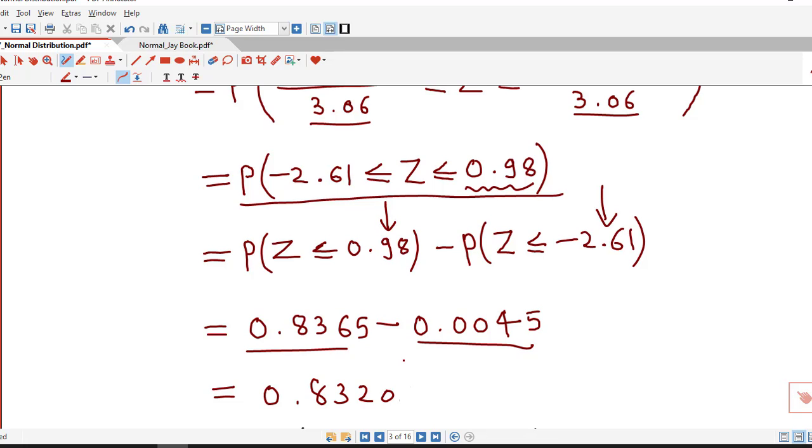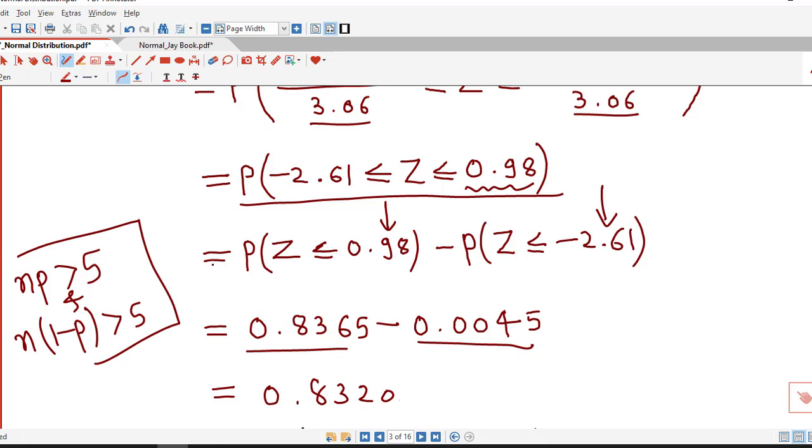So in this way we can approximate binomial probability distribution using normal distribution with certain conditions satisfied. We have to remember these two conditions: n into p is greater than 5, n into 1 minus p is greater than 5. Then we can apply normal distribution to calculate binomial probabilities. Also we have to take care of the continuity corrections.